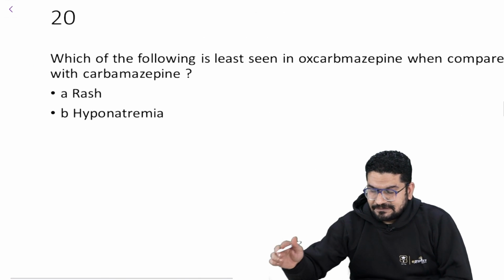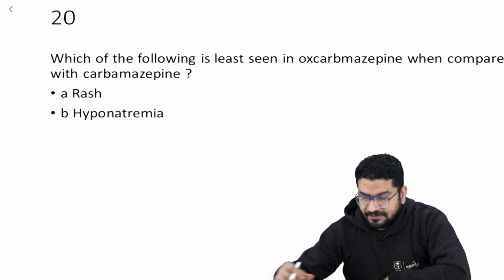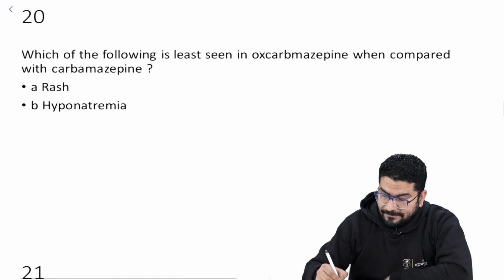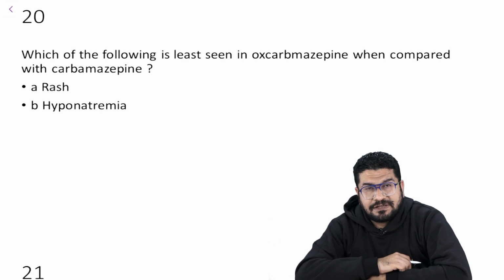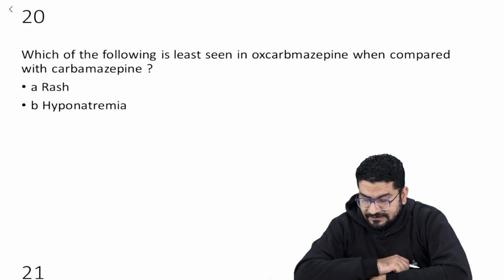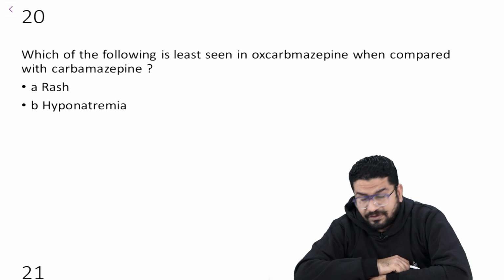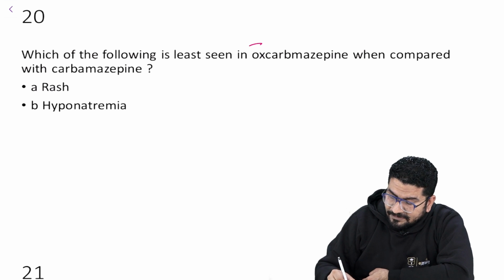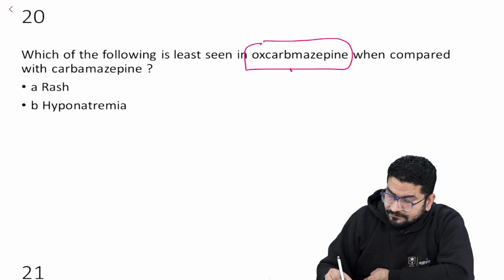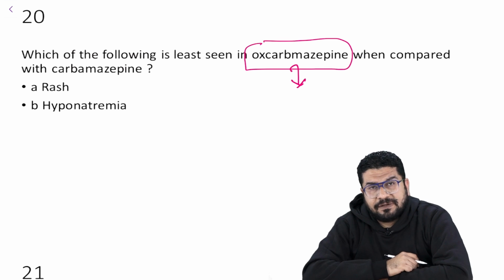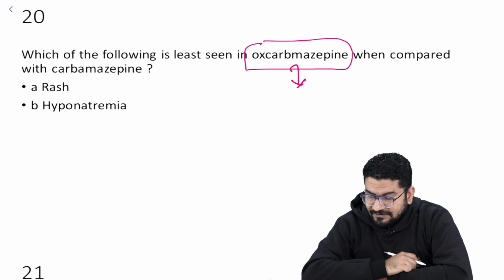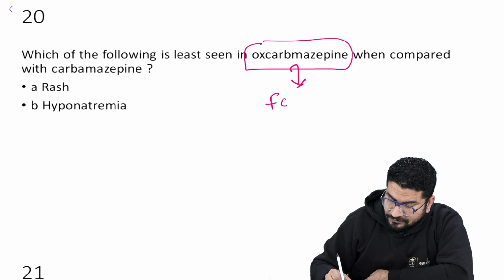Following is least seen in oxcarbazepine versus carbamazepine. This was a standard INI-CET question. This is a line given straight from Harrison. They have mentioned it's a line from the table of Harrison. Oxcarbazepine is superior to carbamazepine in terms of everything, except one thing: it can cause a fatal rash. That is the line they have given.